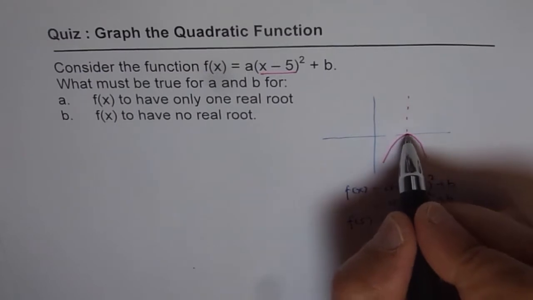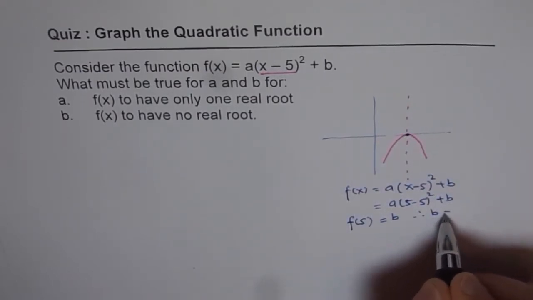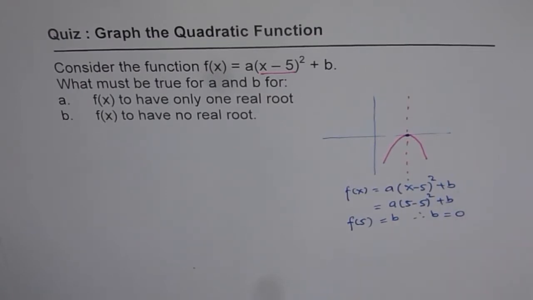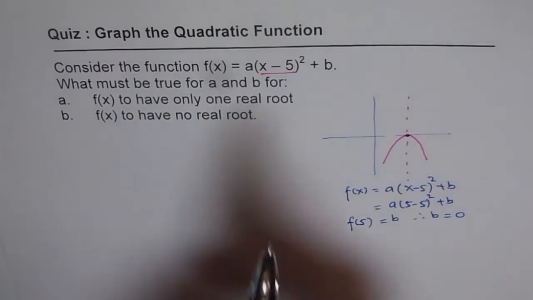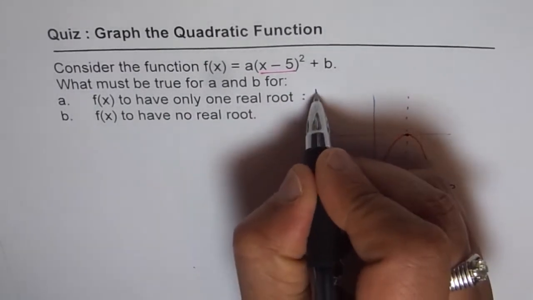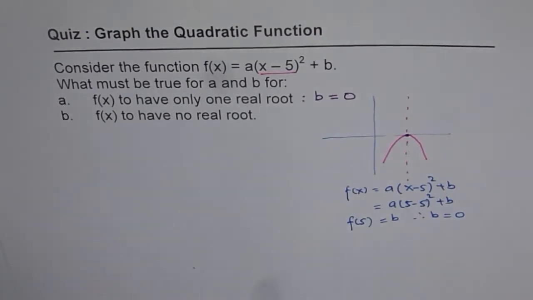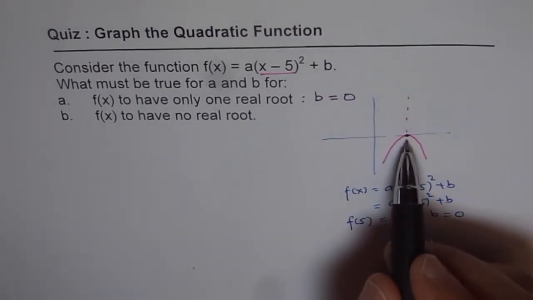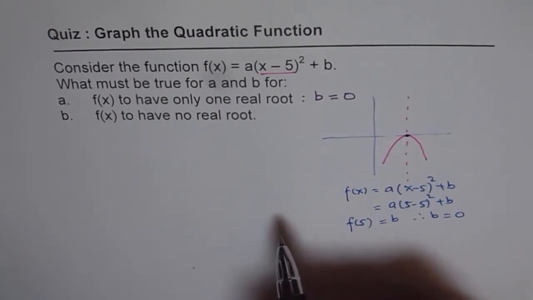But f(5) we know is what? 0. Do you see that? Therefore, b is equal to 0. So that is how we get the first condition. We say f(x) having only one root is possible only if b is equal to 0. Do you understand that part? So if the equation is given in vertex form, then one real root is possible only if b is 0. So that is the answer, part A.